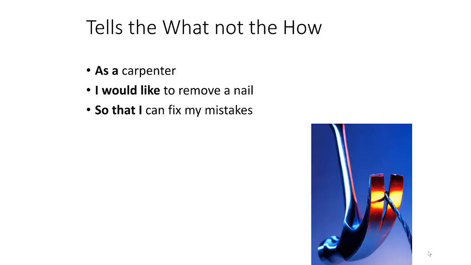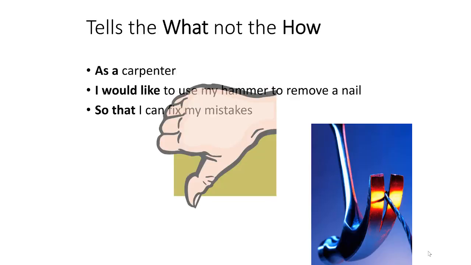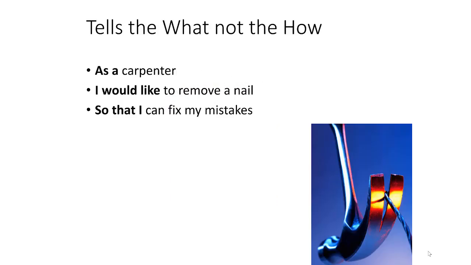Because if I change it to this, as a carpenter, I would like to remove a nail. So you need to be thinking when you're writing these, how can I pare this down to the bare minimum? What do they really need to accomplish? What is the outcome? The outcome wasn't that they wanted to use their hammer. Well, maybe if it was a new hammer and they were excited about it. But chances are they're really wanting to remove the nail. That's their intended outcome. Focus on the outcome.